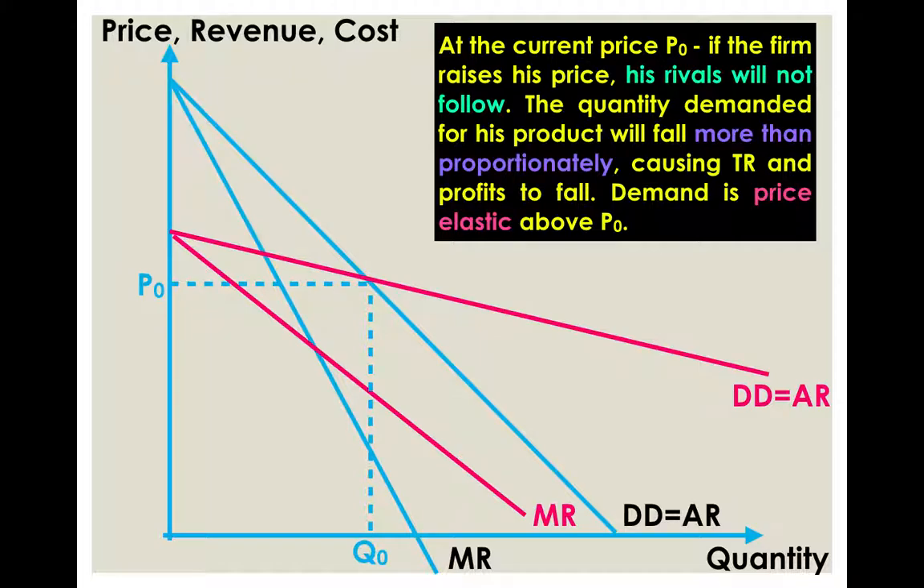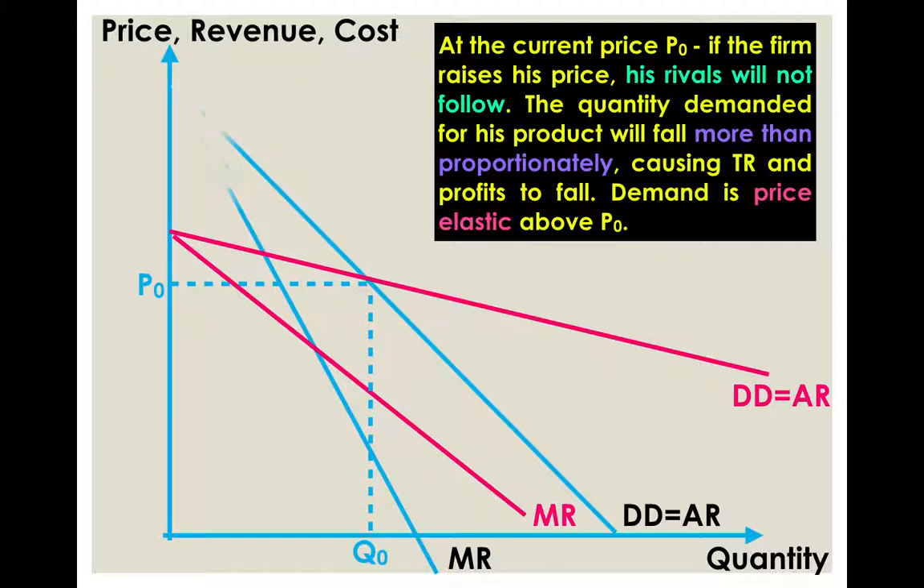If the firm raises his price, his rivals will not follow, because if the rivals do not follow this increase in price, this means that his rivals will be offering a price that is relatively lower. And this actually benefits the rival by not following the increase in price. What this means is that for this firm, the quantity demanded for his product will actually fall more than proportionately, because now all his customers would have gone to his rivals, and this will cause the TR and the profits of this firm to fall. So the demand curve is price elastic above P0.